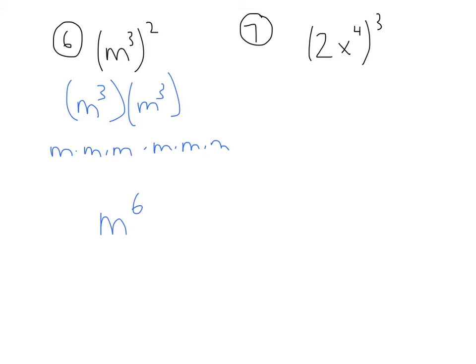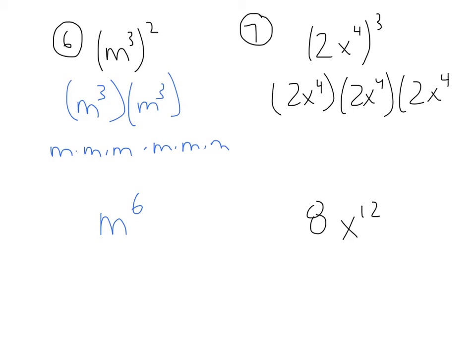Number 7, your answer on this one should be 8x to the 12th. Let me show you why. What does this mean? We have 3 factors of 2x to the 4th. So 2x to the 4th times 2x to the 4th times 2x to the 4th. If I rearrange that, that would be 2 times 2 times 2 times x to the 4th times x to the 4th times x to the 4th. 2 times 2 times 2 is 8. X to the 4th times x to the 4th times x to the 4th is x to the 12th. 4 factors, another 4 factors, another 4 factors, 12 factors of x.